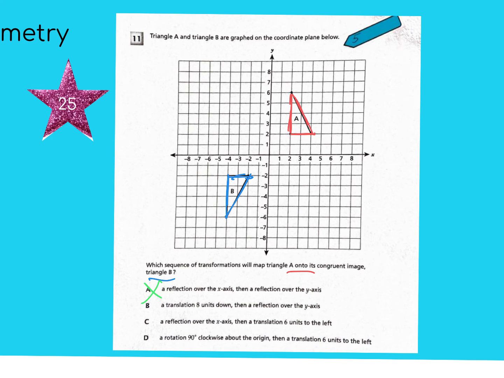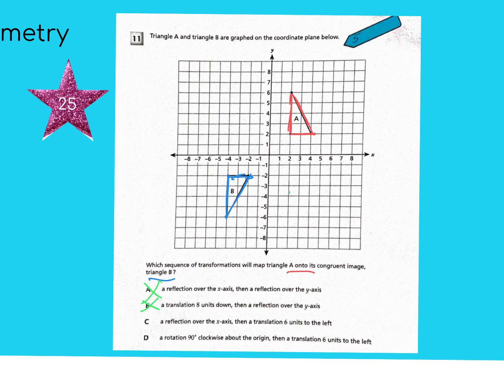Okay, a translation of 8 units down and then a reflection. So if I go down 8, 1, 2, 3, 4, 5, 6, 7, 8, everybody moves down 8. So I'll do that. 1, 2, 3, 4, 5, 6, 7, 8. Okay, so if it reflects, it's going to flip over, but you can see that the skinny side is at the top. So that will also not work. So it's reflecting over the y-axis. So we're going to say no.